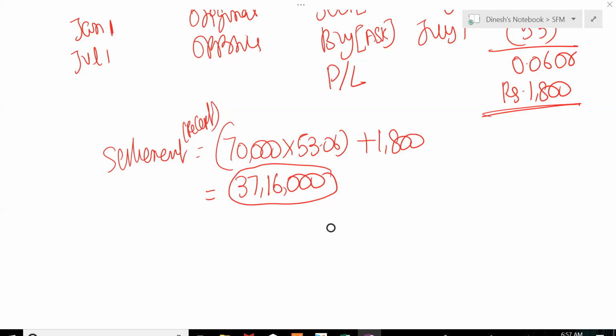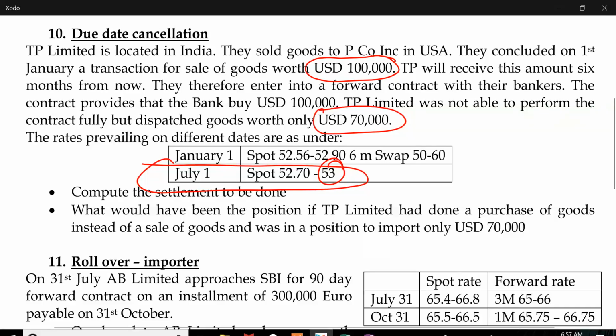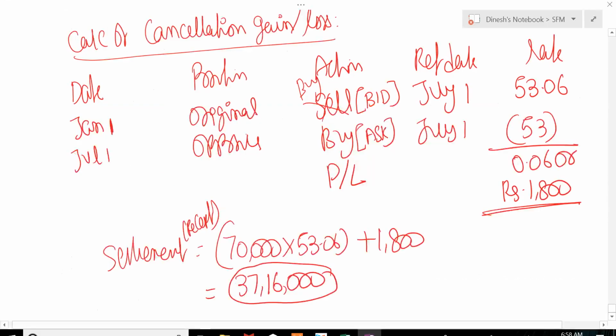Now, the calculation which I have done is for the exporter. You will start doing as if he is an importer. When I say importer, original is not sell, original is buy. So you will have to redo the calculation now. The second part of the question: what would be the position if he has done a purchase of goods instead of sale of goods and was in a position to import only 70,000. Originally 1 lakh, but later on I have brought it down to 70,000. Try to do it.